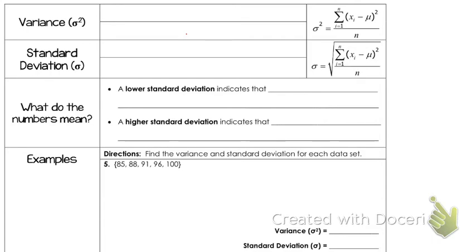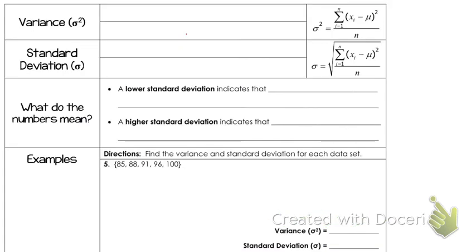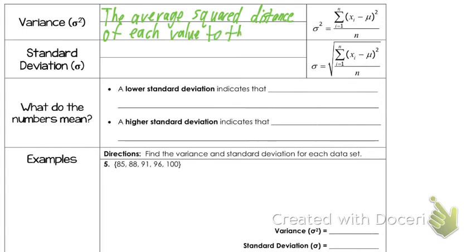Okay? Variance is another way to measure the variation. Hence variance, because it talks about varying. Variance is the average squared distance of each value to the mean.